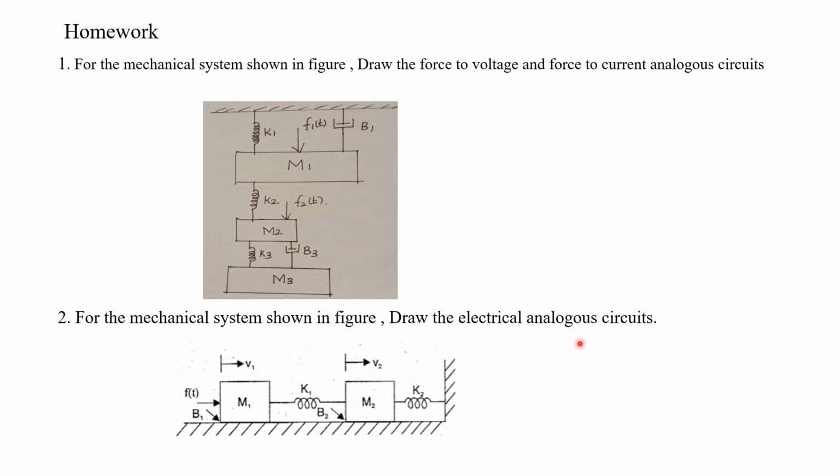Here you are asked to find the electrical analogous circuit. Electrical analogous circuit means two circuits you have to find out: the force to voltage analogous circuit as well as the force to current electrical analogous circuit.